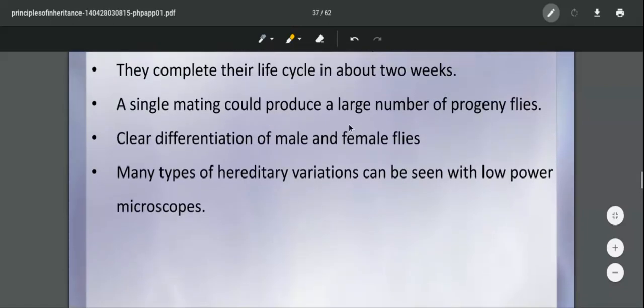Okay, so we will stop at this, and in the next tutorial, we'll take up the actual experiments and his findings. Okay, so any questions you can post in the chat box.